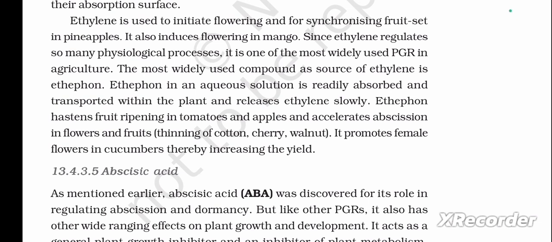Since ethylene regulates so many physiological processes, it is one of the most widely used PGR in agriculture. The most widely used compound as source of ethylene is ethephon. Ethephon is an aqueous solution, is readily absorbed and transported within the plant and releases ethylene slowly. Ethephon hastens fruit ripening in tomatoes and apples and accelerates abscission in flowers and fruits, thinning of cotton, cherry, walnut. It promotes female flowers in cucumbers, thereby increasing the yield.